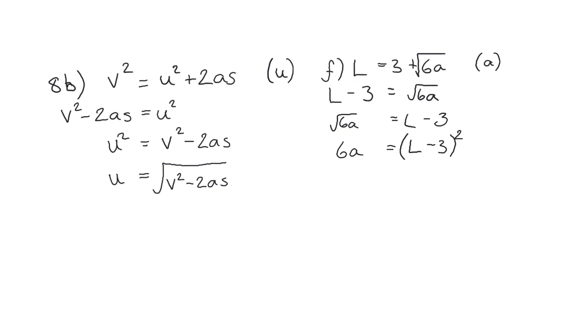The last thing I need to do, as always, to get the a on its own is get the 6 over. It's 6a, so it's 6 times a. So the opposite of multiplying by 6 is dividing by 6. And that is how we complete the question. Question 8 is definitely the hardest you've been exposed to, so take your time with it, and I'm sure it will go well.